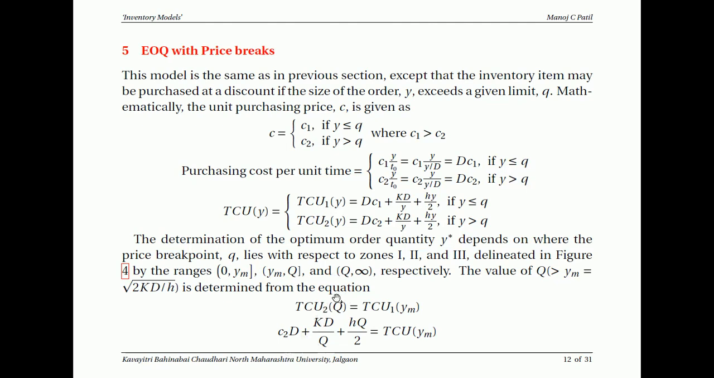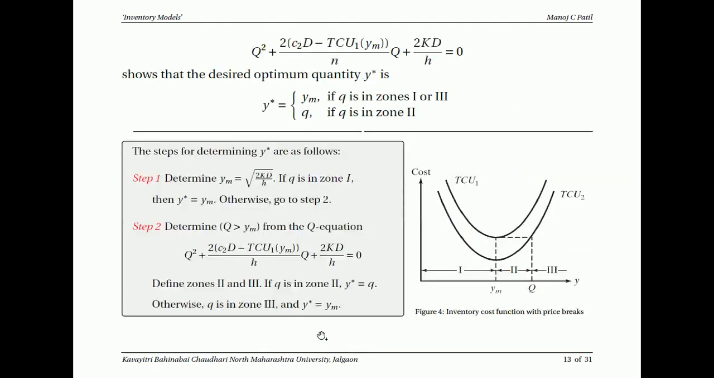Okay, for the quantity Q, as we don't know whether Q is greater than Ym or less than Ym, we will put here C2D, KD upon, replacing Y by Q only. Then by solving that equation we will get a quadratic equation in Q.